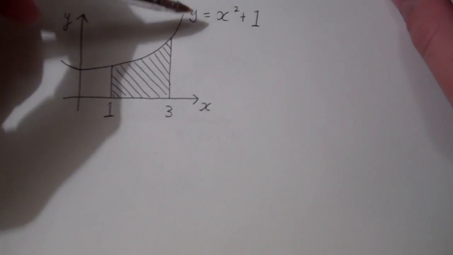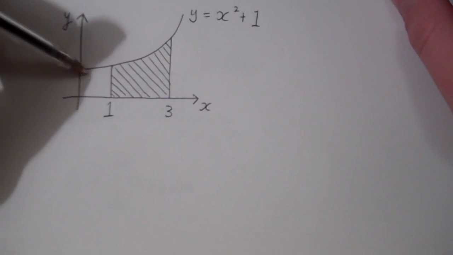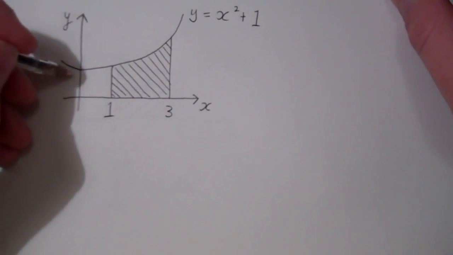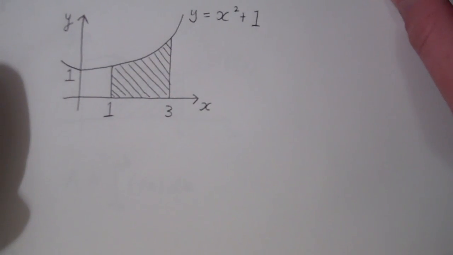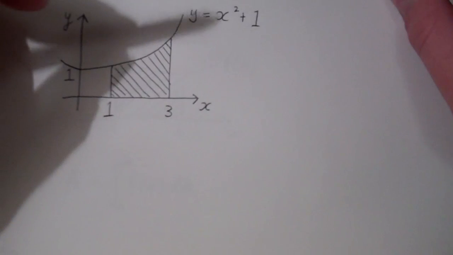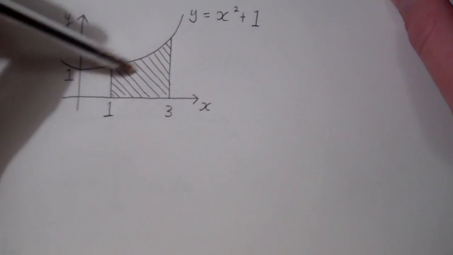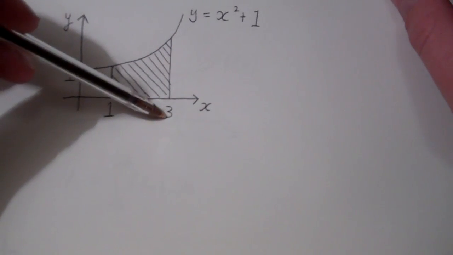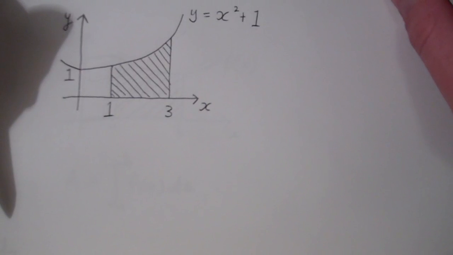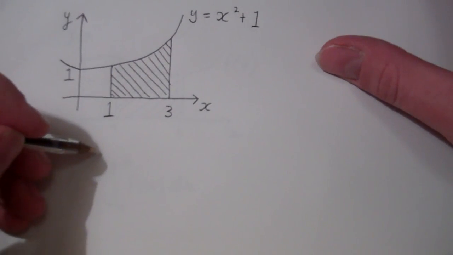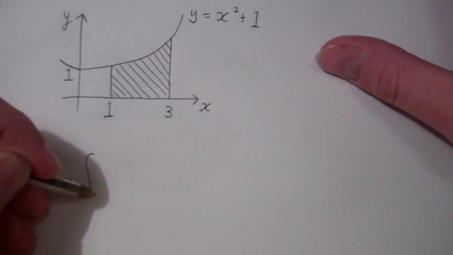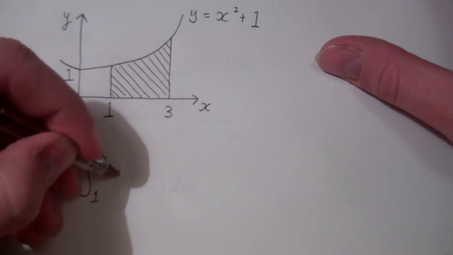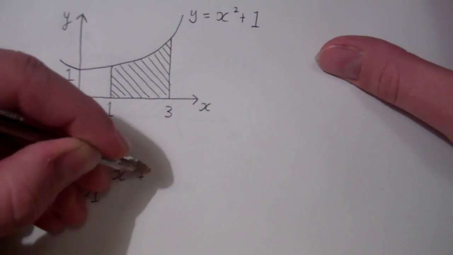This is the function x squared plus 1, y equals x squared plus 1, so it's a parabola. It's shifted up by 1, so in fact this point here would be the point y equals 1, and I want to find the area under this graph between the lines 1 and 3. So all we do is we do the definite integral. 1 is our lower limit, 3 is the upper limit, and the function is x squared plus 1.